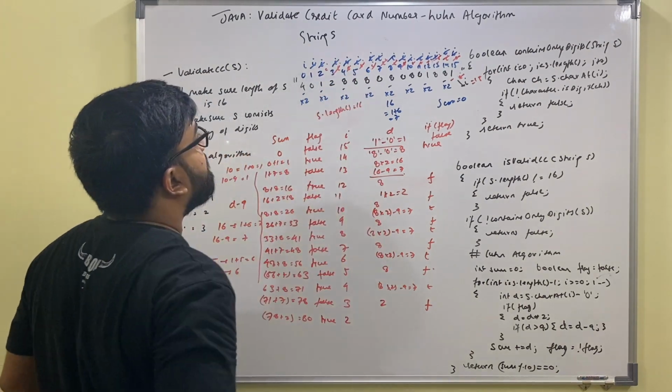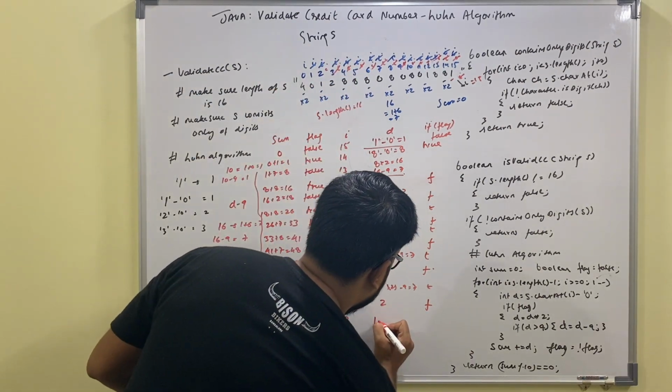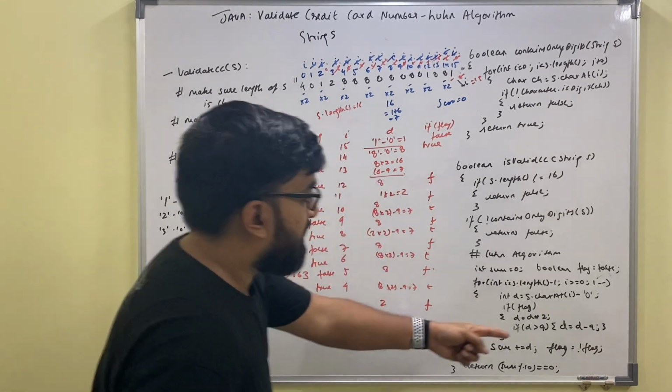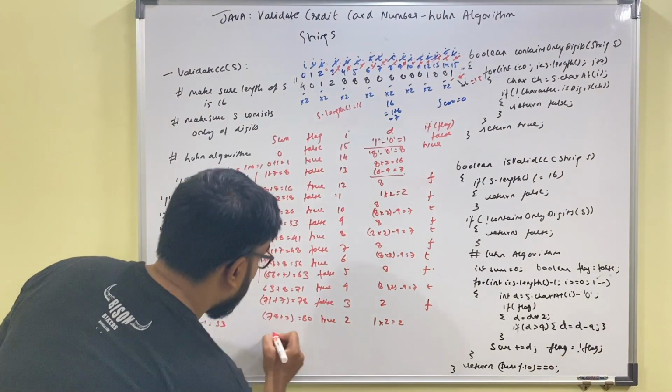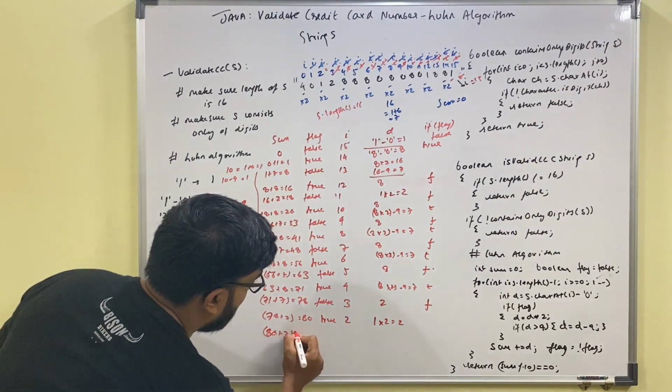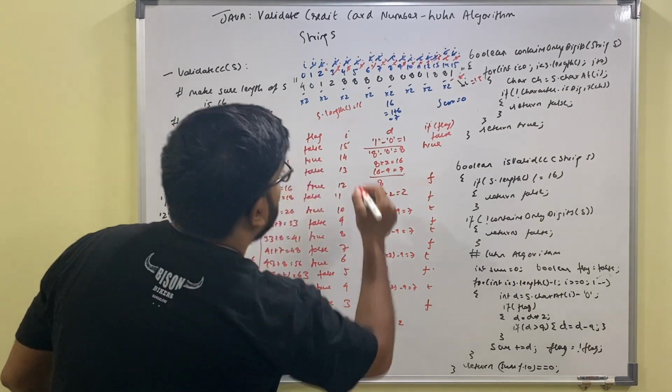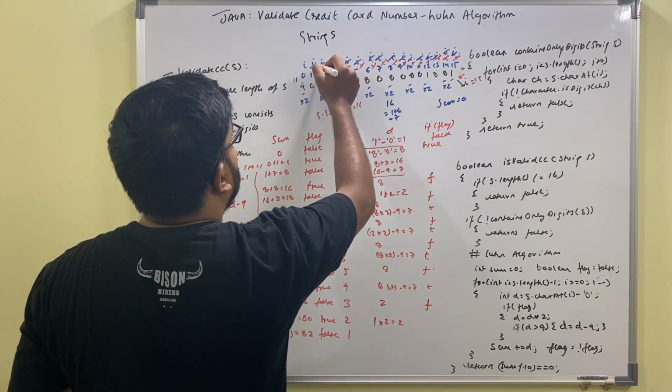Next value of i is 2. D is 1, and since this is at an even position, we do 1 into 2 equal to 2. D greater than 9 is false, so we add 2. 80 plus 2 is 82. This becomes false. We go to the next value of i, which is 1.